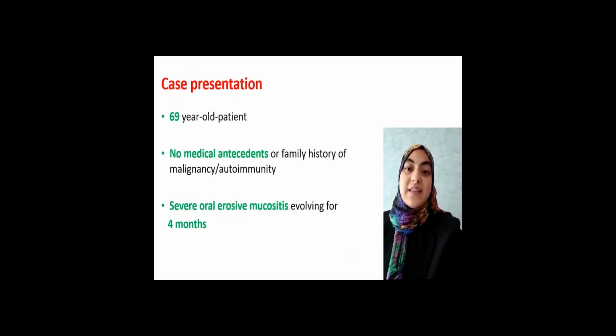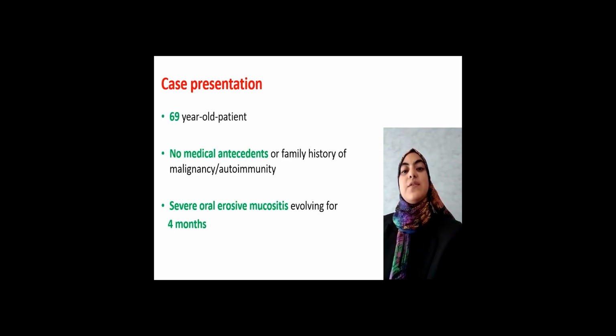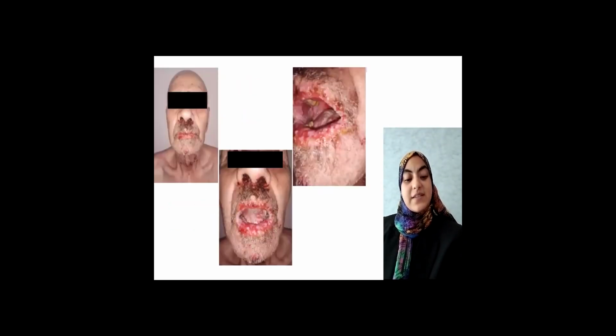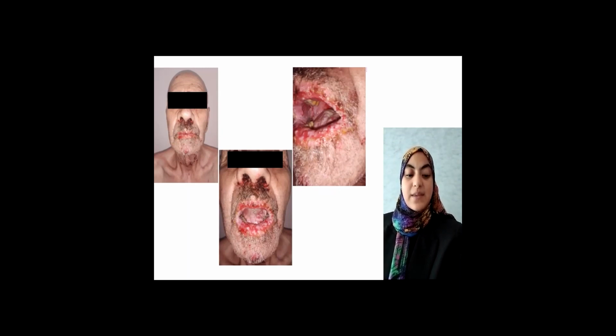It's about a 69-year-old patient with no medical antecedent or family history of malignancy or autoimmunity, who presented a severe oral erosive mucositis evolving for 4 months. Physical examination showed stomatitis and crusting lesions of the lips, marked conjunctivitis, endonasal erosions, and some polymorphic cutaneous erosions of the neck and the upper trunk. The Nikolsky sign was positive.